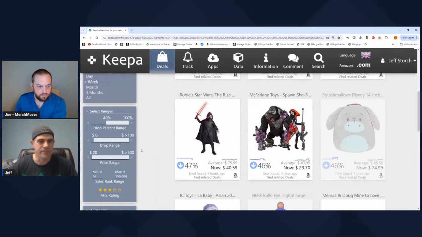For the drop range, I have an $8 range, and I want my item to be selling for at least $20. I have my rank at a max of 150,000. You could go a little higher than that. There's plenty of items that will move fast beyond that, but this usually gets me so much data that I do have that locked in there.